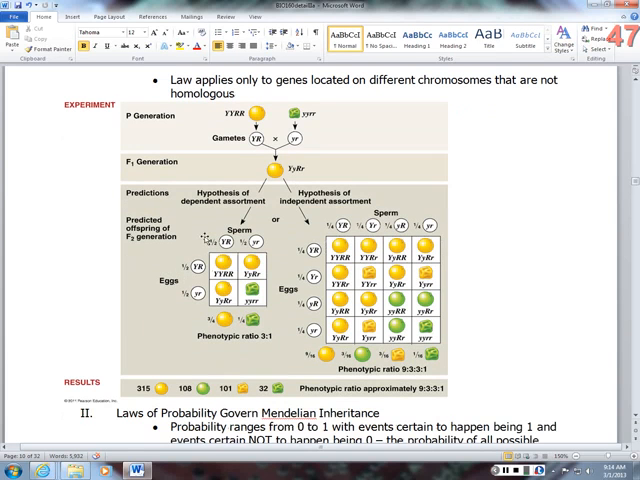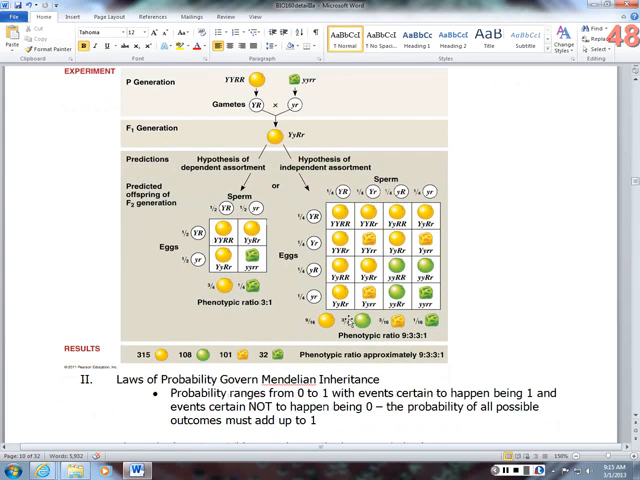So when you do the prediction for the first one in there, it's one half of these, one half of these. You get this 3-to-1. So this would be if you had dependent assortment, which is not what we have. We have independent assortment. So you won't make this kind of box. Instead, you would make this one.